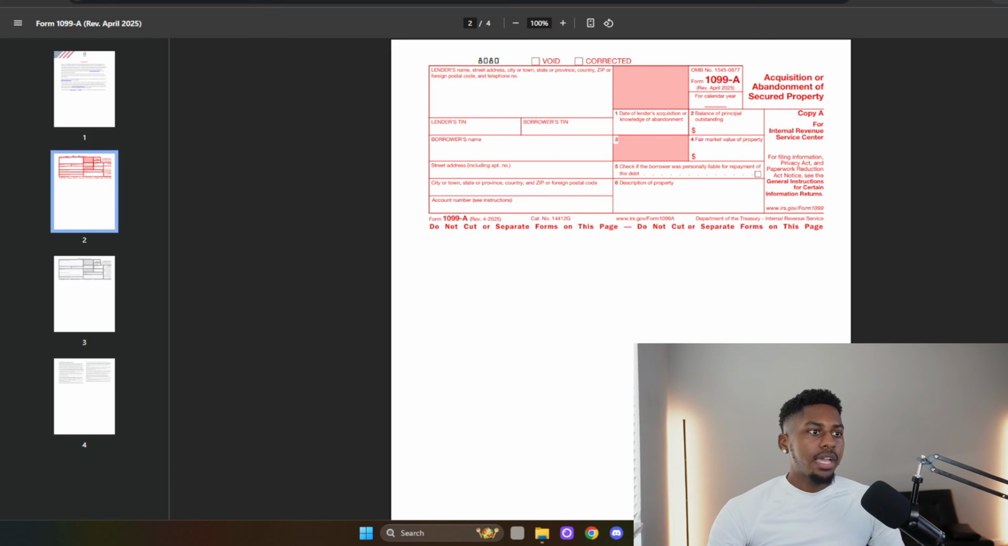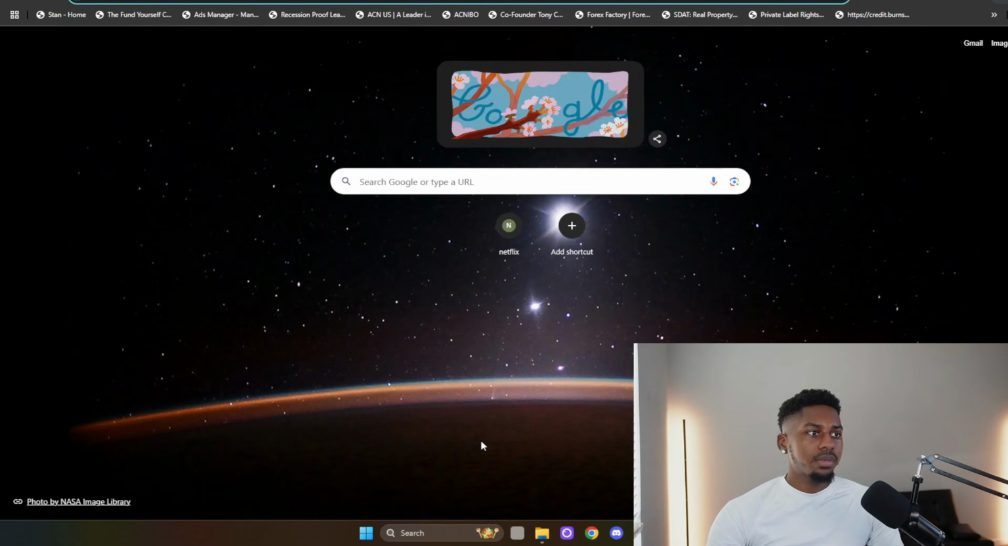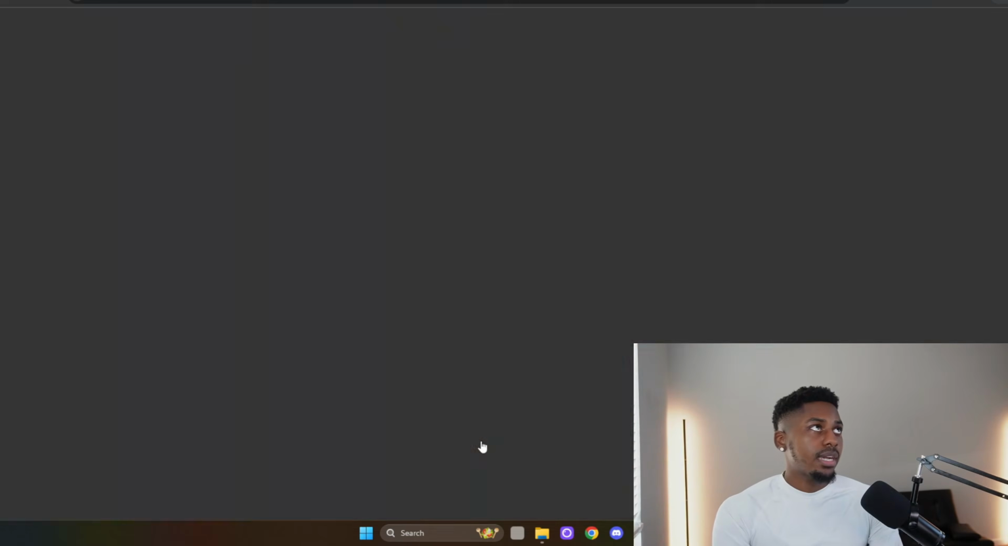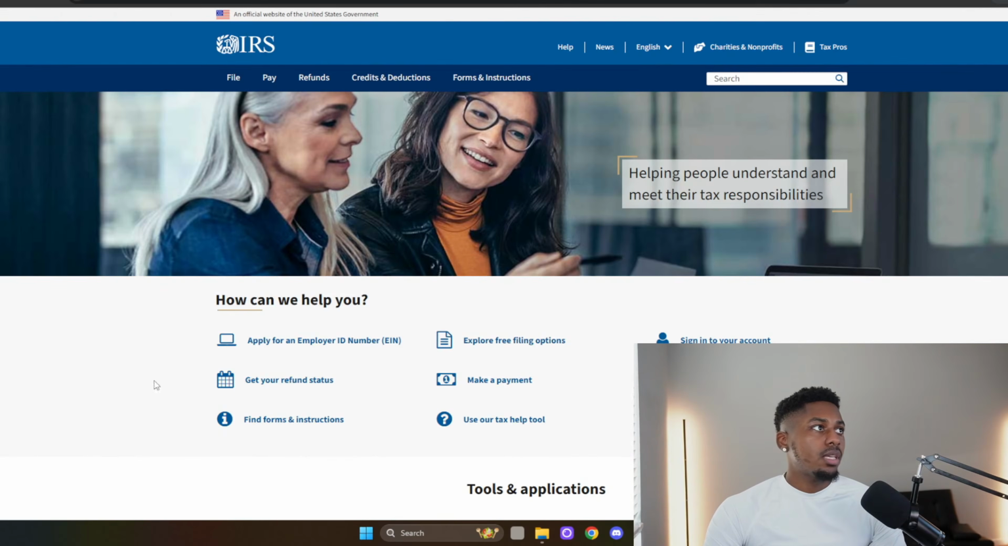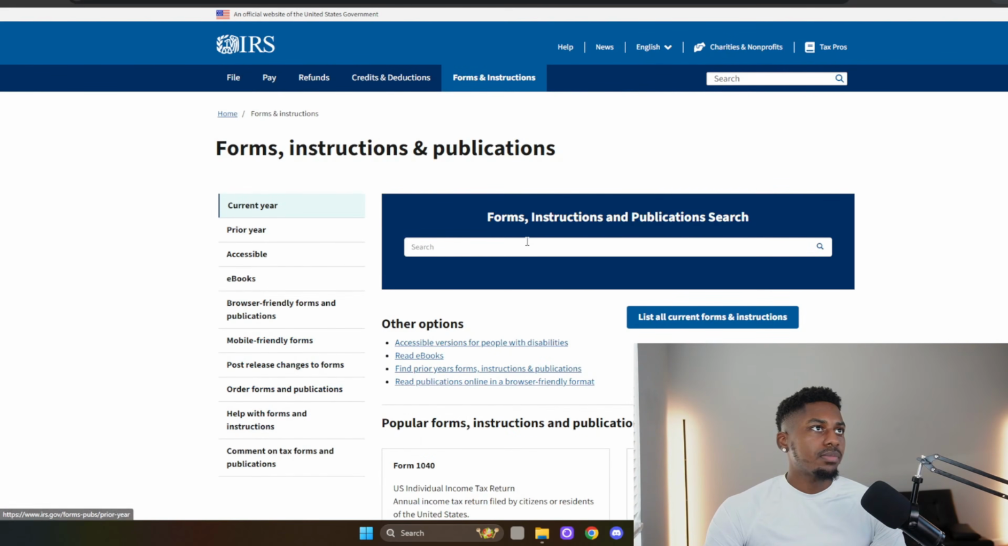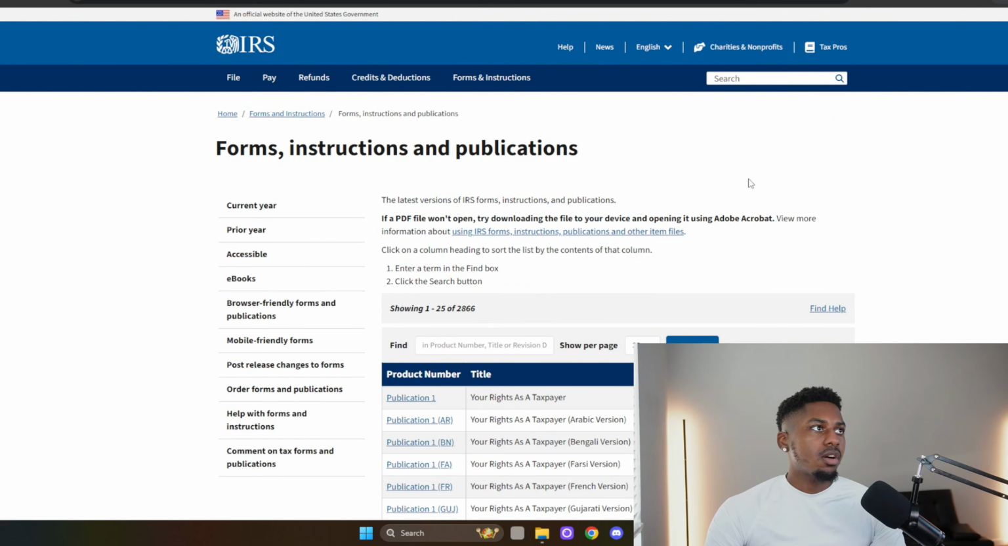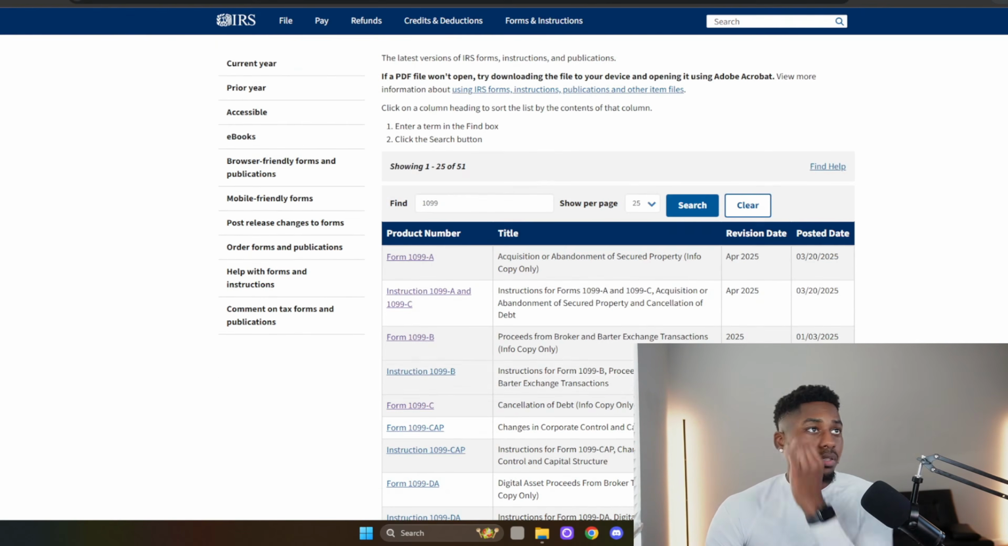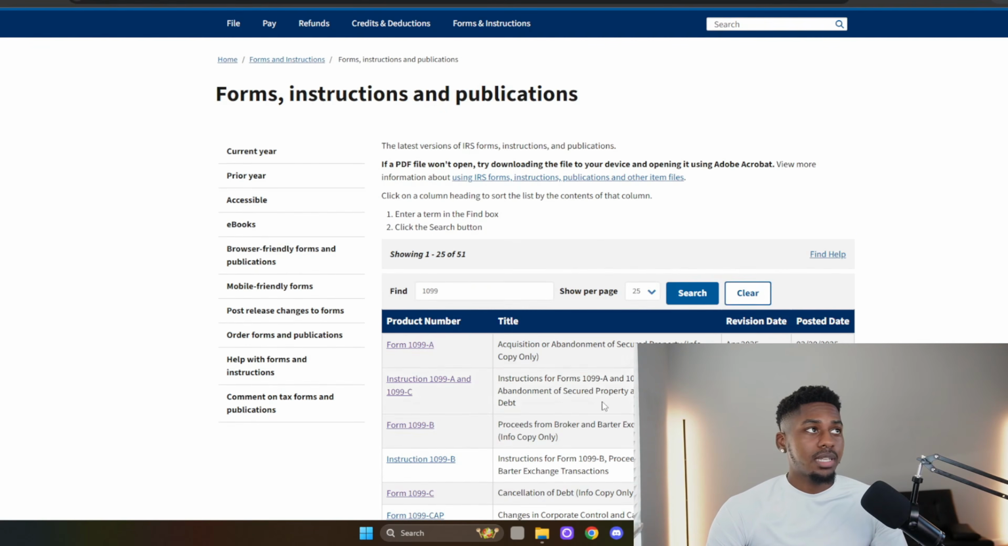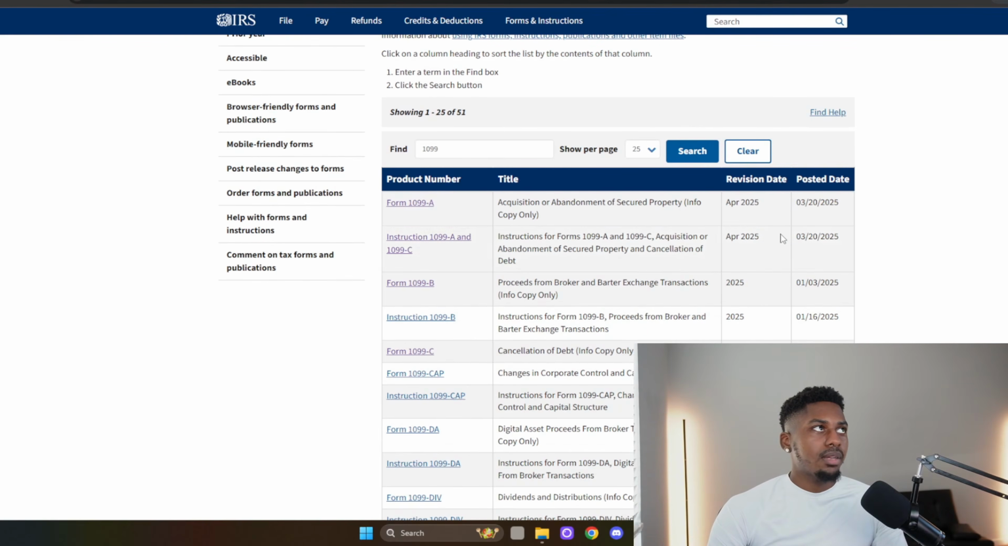All right, now before we dive into that, let me tell you guys how to get these. You can go to the IRS website, irs.gov, and you can go to forms and instructions, list all current forms and instructions. And you can literally find, let's see if I can just type it in, 1099. You can find these forms on the IRS website. Just go to forms and instructions, type 1099, and you can pull it up here.